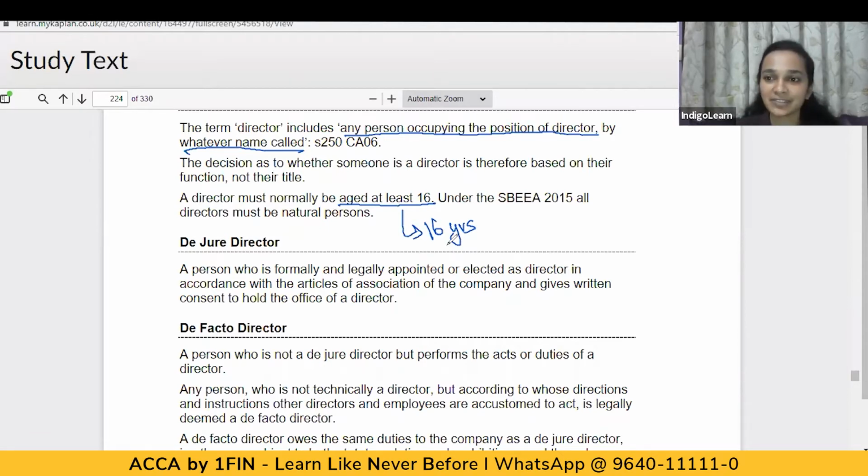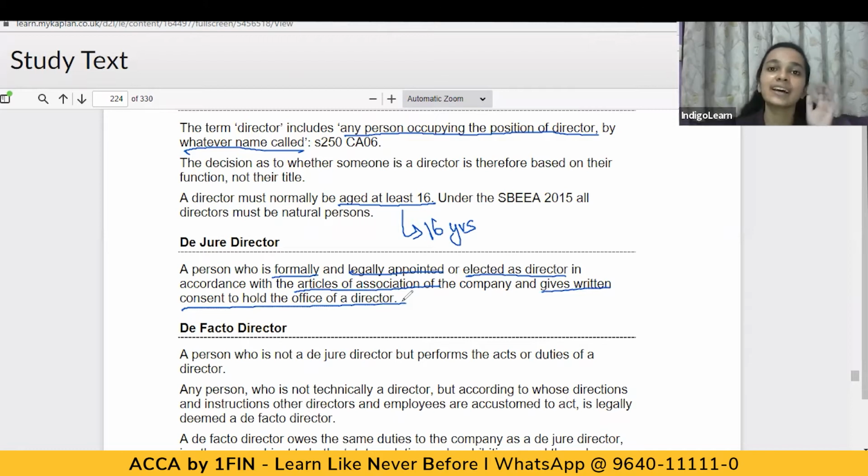So let's talk of the different types of directors now. The first one is the de jure director. Now, what does it mean? This is a person who has been properly or legally appointed as a director in the company, and who has also given his consent to hold the office of director. So a person who is formally and legally appointed or elected as director in accordance with the articles of association of the company and gives written consent to hold the office of director is a de jure director.